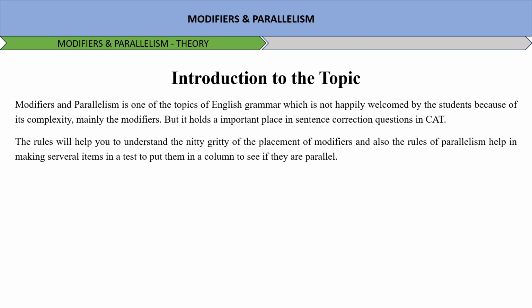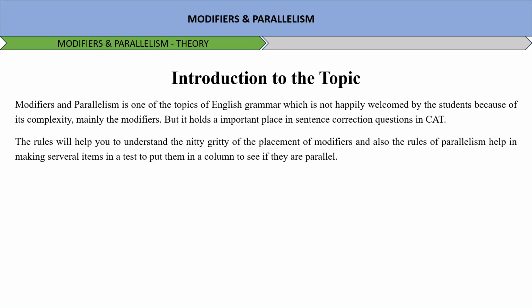Modifiers and parallelism is one of the topics of English grammar which is not happily welcomed by the students. Let me tell you that, because of its complexities, mostly and mainly the modifiers. But it holds an important place in sentence correction questions when it comes to CAT exams. This topic usually comes in management exams. So the rules will help you understand the nitty-gritty of the placement of modifiers, and also the rules of parallelism help in making several items in a test to put them in a column to see if they are parallel or not.